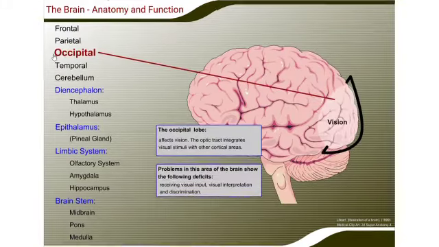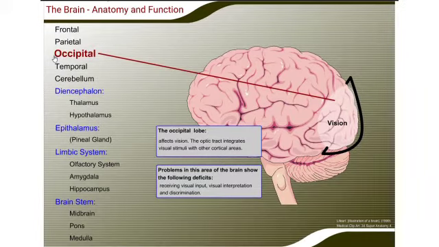The occipital lobe affects vision. The optic tract integrates visual stimuli with other cortical areas. Problems in this area of the brain show the following deficits: problems receiving visual input, visual interpretation, and discrimination.